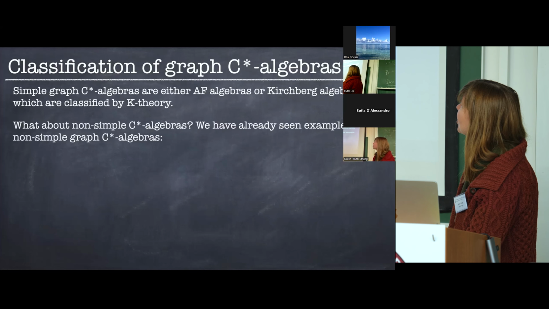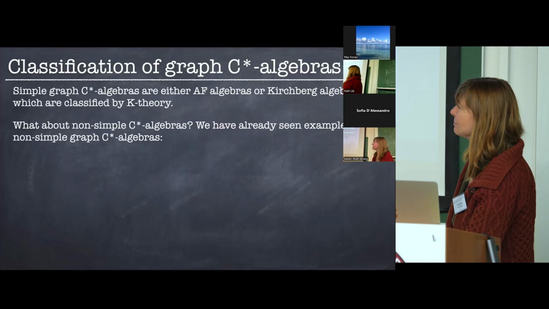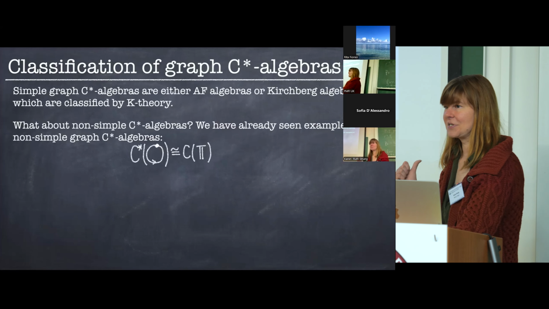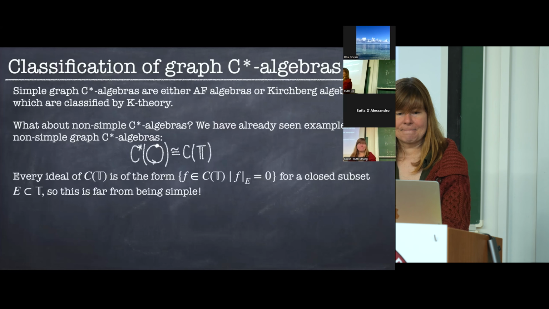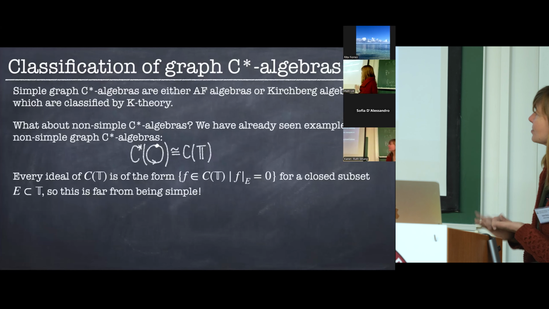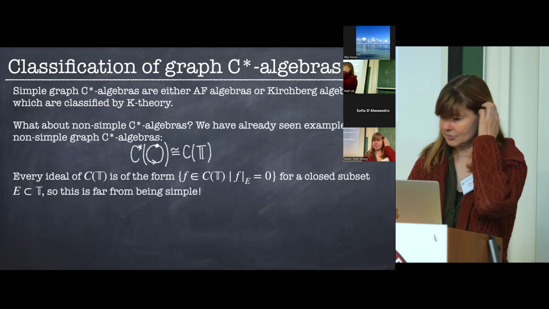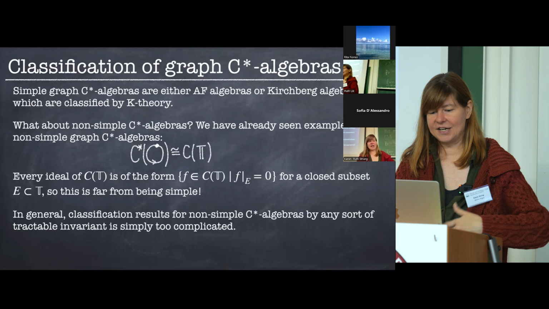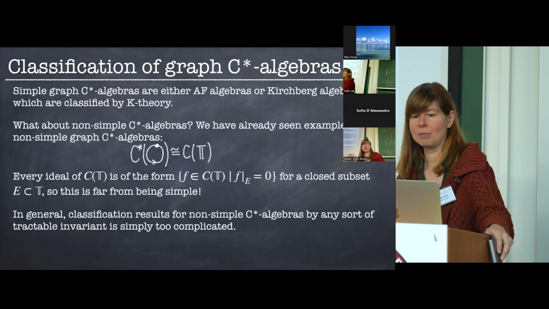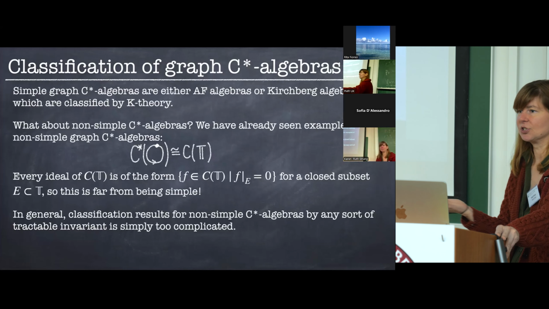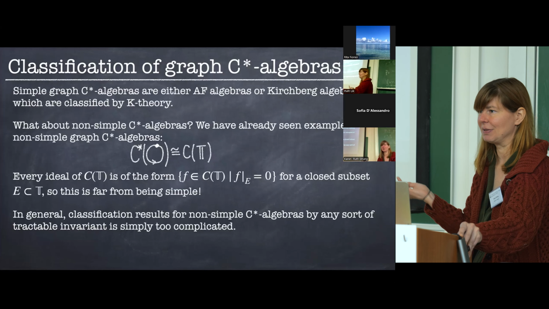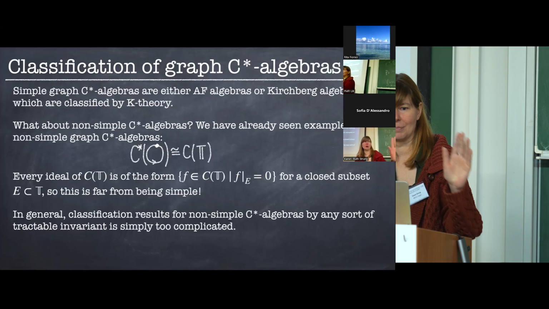We might want to try to classify non-simple graph C-star algebras. So we already saw an example. C of T is far from simple. It has many, many ideals. Every ideal is of this form, so it's far from being simple. And in general, classification results for non-simple C-star algebras are just going to be way too complicated. I mean, this would amount to being able to classify compact Hausdorff spaces, for example, in a reasonable way, which you're not going to be able to do by some nice countable object.